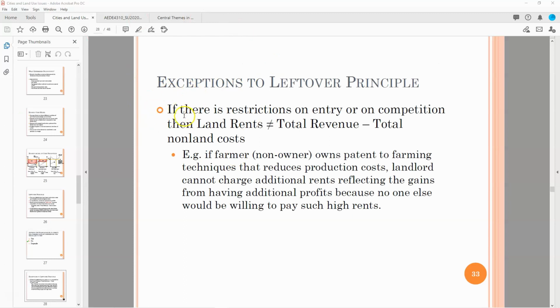Here are some exceptions. If there are restrictions on entry or on competition, then the landowner's rents would not be equal to the total profit. For example, if farmers have a patent to reduce their production costs, then the landowner cannot charge additional rents reflecting the gains from the patent, because no one else would be willing to pay such high rents.